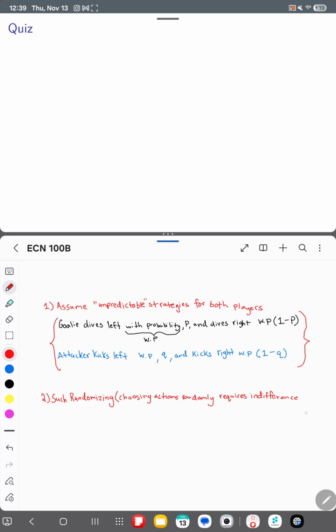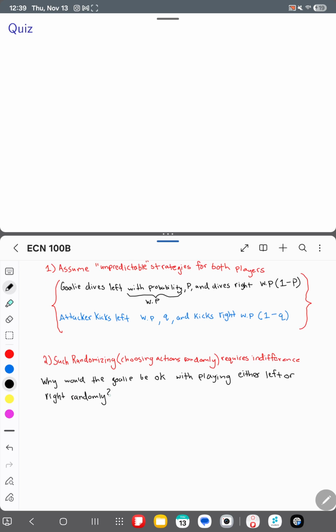I'm going to say that, why would the goalie be okay with playing either left or right randomly? Because they are playing randomly, sometimes this, sometimes that, with some probability. Why would the goalie be okay with doing that in the first place?